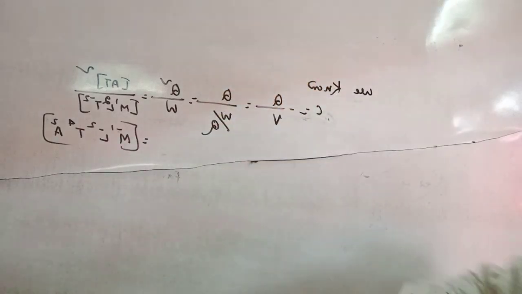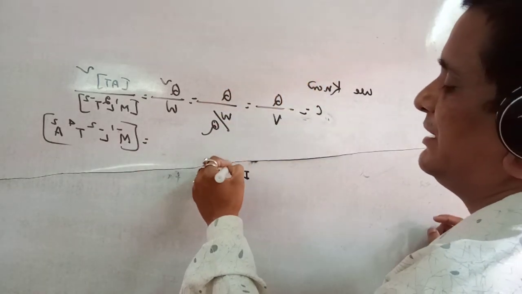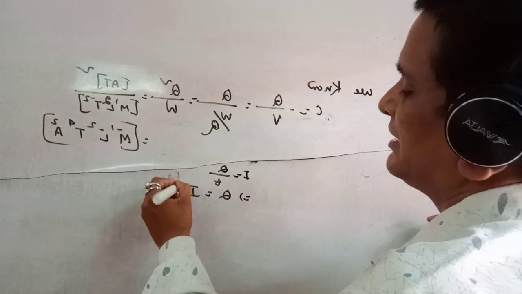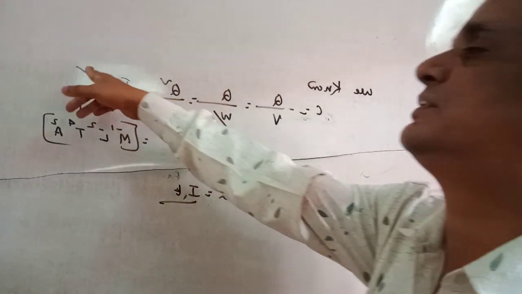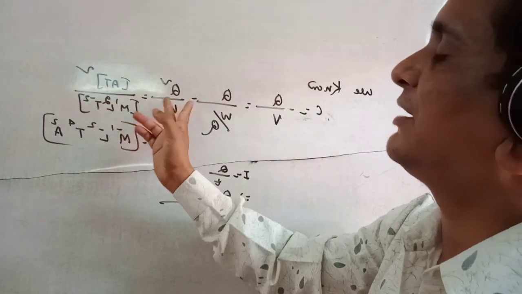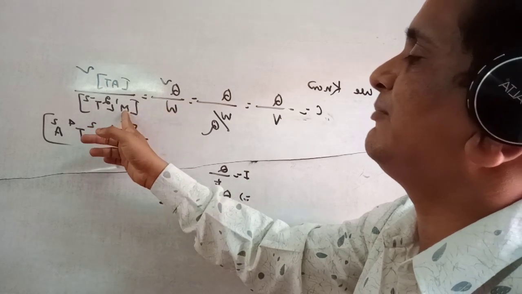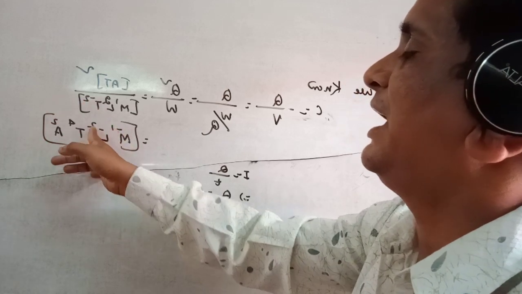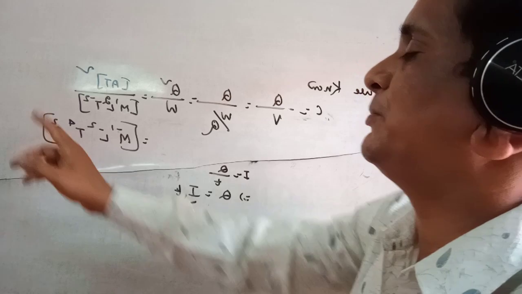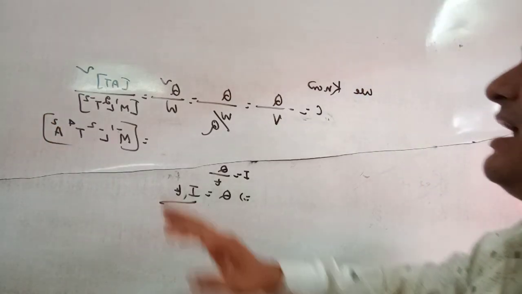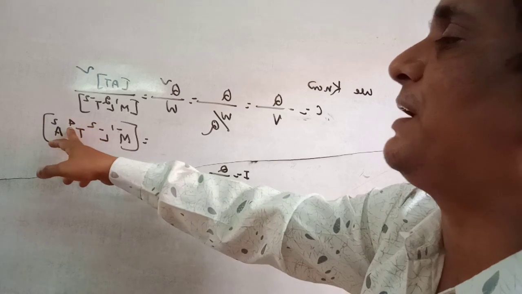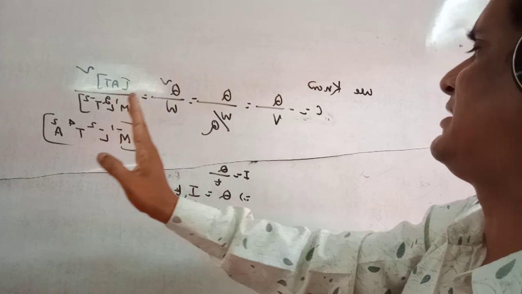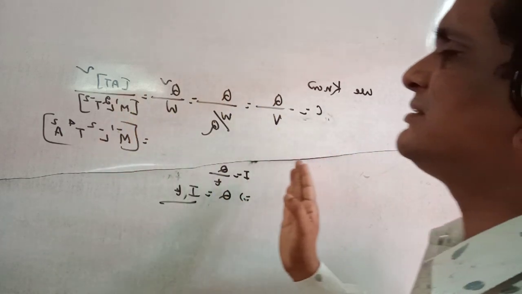And what is the dimension of Q? Generally I equals Q by T. So Q equals IT. So the dimension of Q is A into T, so it will be (AT) whole square. And the dimensional formula of work done is M1 L to the power 2 T to the power minus 2. So the result is M to the power minus 1, L to the power minus 2, T to the power 4 and A to the power 2. So the dimensions are minus 1, minus 2, plus 4, plus 2 with respect to mass, length, time and electric current. This is about the dimensions of capacitance.